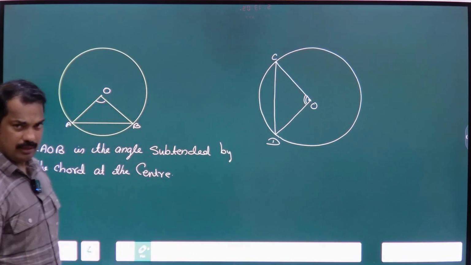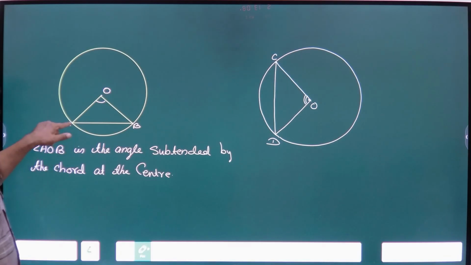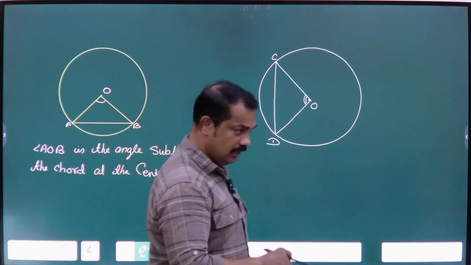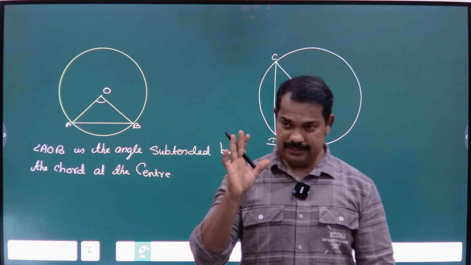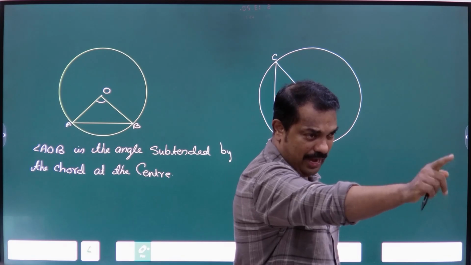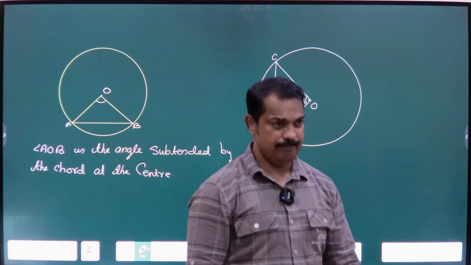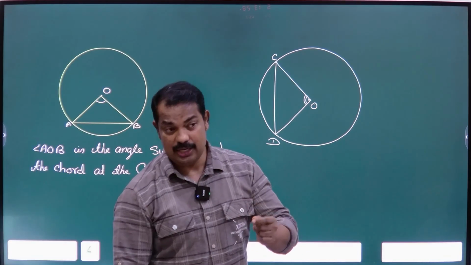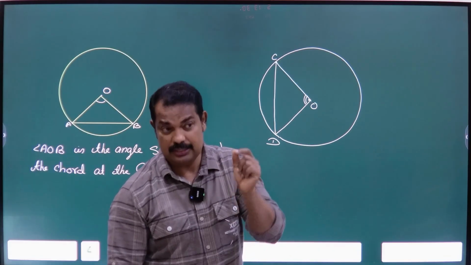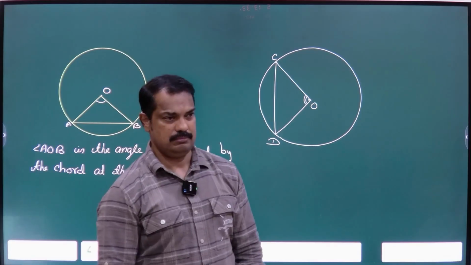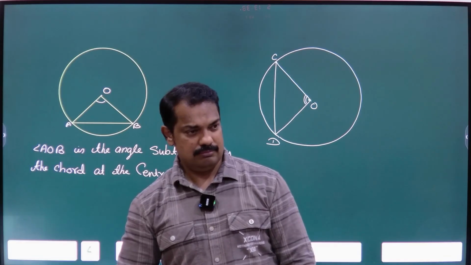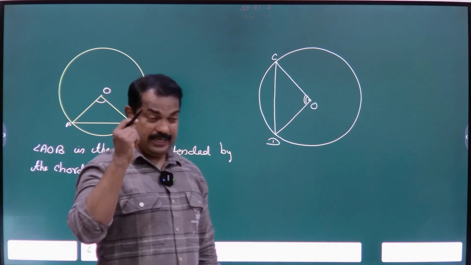A question पूछा आपसे. If the chord of the circle is equal to radius, what is the value of the angle subtended at the center? Anyone? Very good. 60 degree.